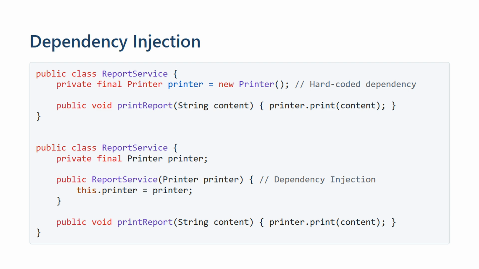Imagine we have a report service that needs a printer to print reports. Without DI, the service might create the printer itself. This is rigid. If you want a different printer implementation, you have to change the class.